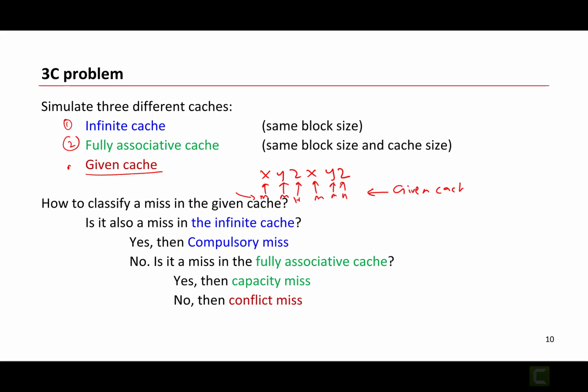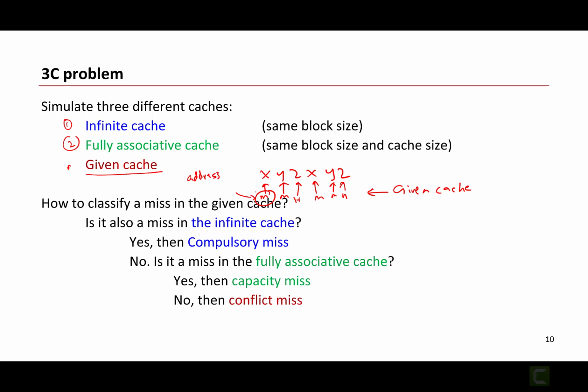Okay, so the question we are asking is, you're given a cache, let's say a two-way set associative cache with some block size and some number of cache lines. So you know what your cache looks like, and you simulated it. After simulating it for an address sequence, you were able to figure out which addresses were hits and which addresses were misses, and you're asking yourself what type of miss each one is.